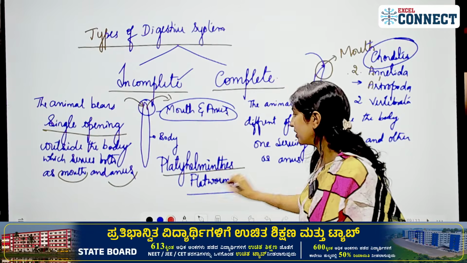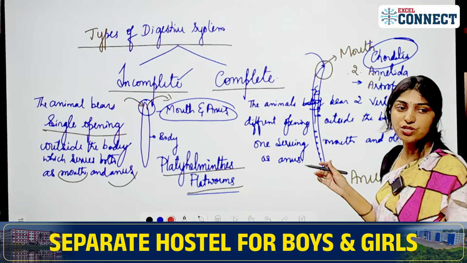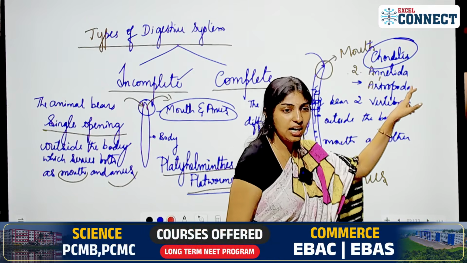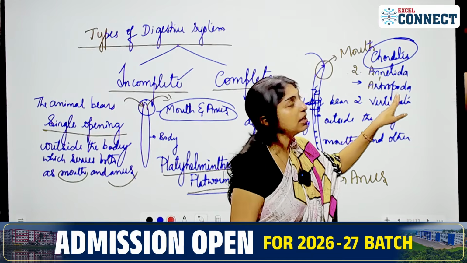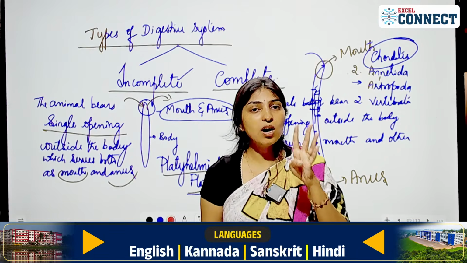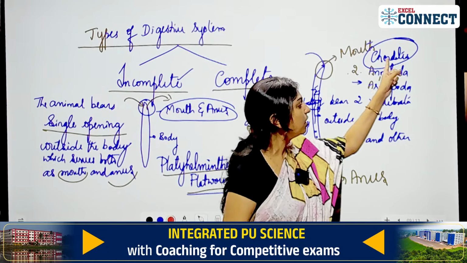Some animals also have an incomplete digestive system. Example, you have Platyhelminthes or the flatworms. When we say complete digestive system, there are different phyla. If I give an example, earthworm comes under Annelida. Cockroach comes under Arthropoda. Now, if I say chordates, dog, cat, elephant, horse, human being, they all come under Chordata.